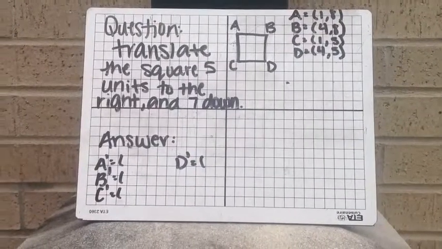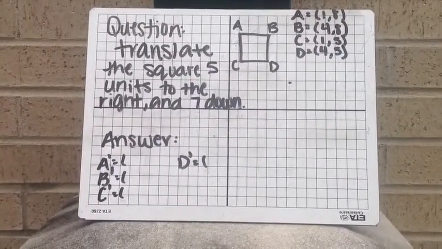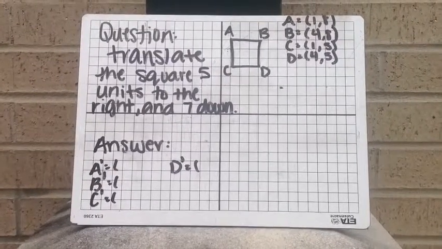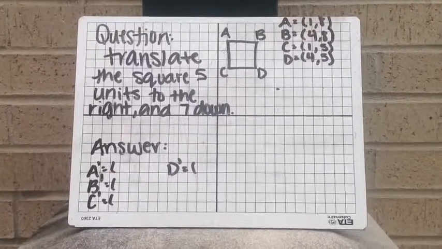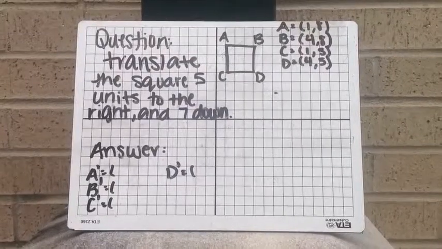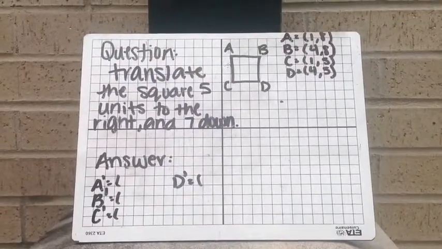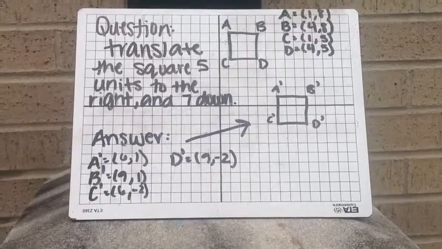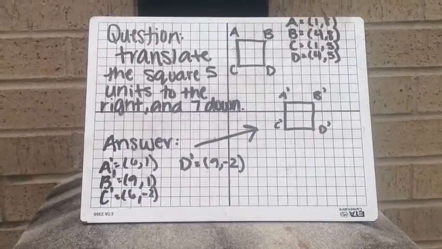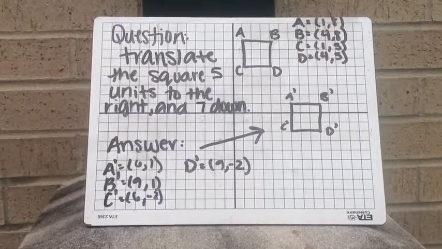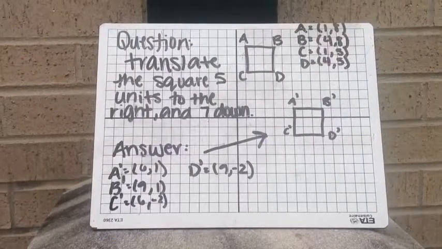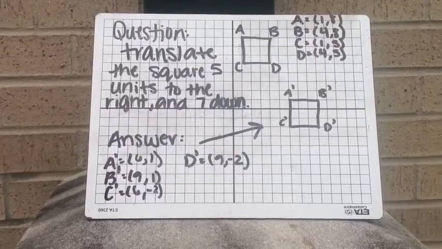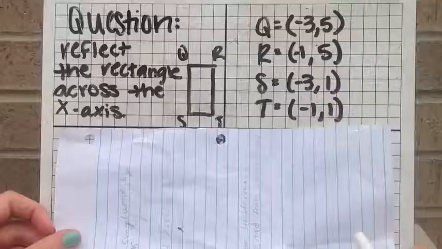Question 4. Translate the square 5 units to the right and 7 units down. Coordinates A are (1, 8), coordinates B are (4, 8), C is (1, 5), and D is (4, 5). Please pause the video here. The answer is shown there. A prime equals (6, 1), B prime equals (9, 1), C prime equals (6, negative 2), and D prime equals (9, negative 2).